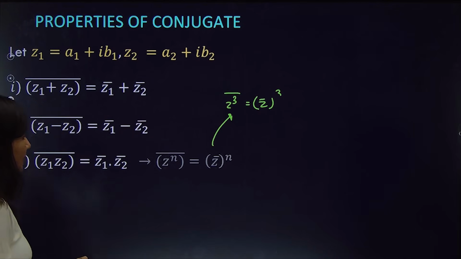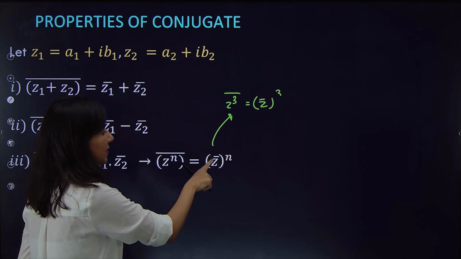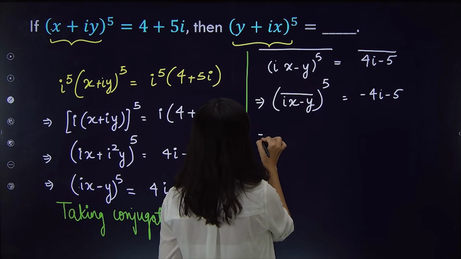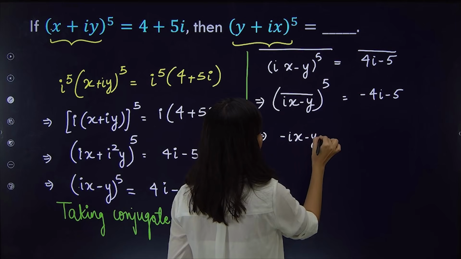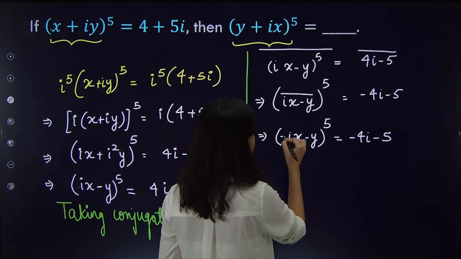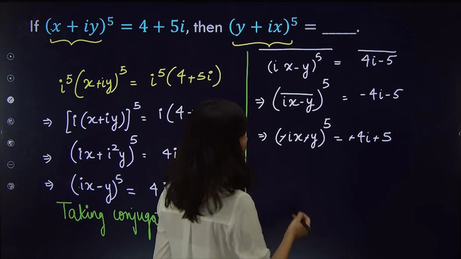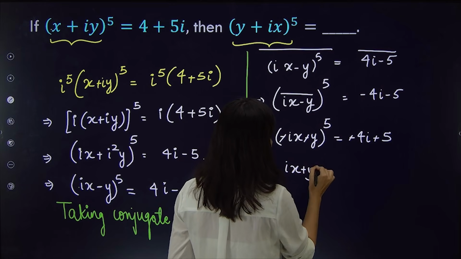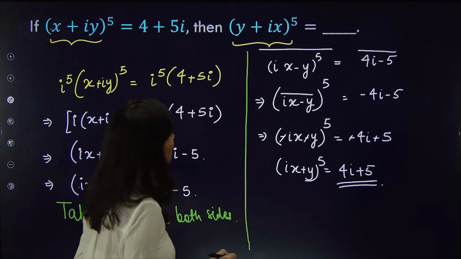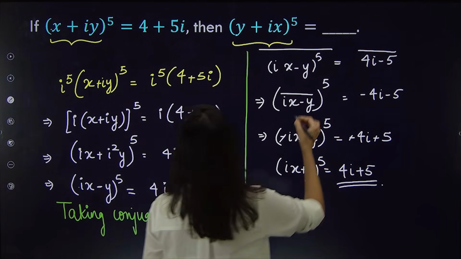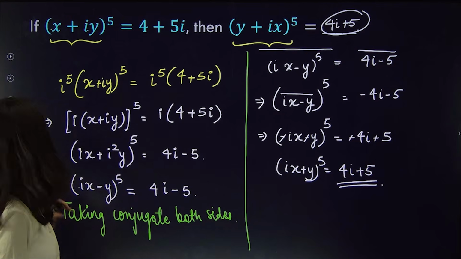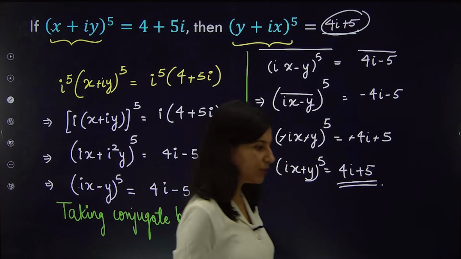Let me just go back. This property: the conjugate of z^n will be z̄^n. So again, first take the conjugate, then apply the power. So this is (−ix − y)^5, conjugate done, power 5, equals −4i − 5. Clearly the minus sign will come out and get cancelled out. So (ix + y)^5 is 4i + 5, my dear students. So clearly the answer is 4i + 5. Easy peasy lemon squeezy, right? Okay. Got it? Clear? Any doubts? Any confusion? Do let me know.